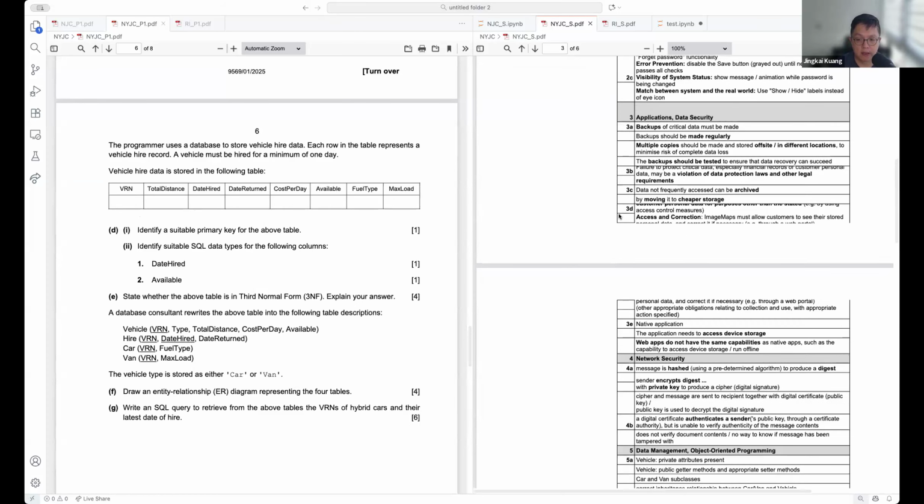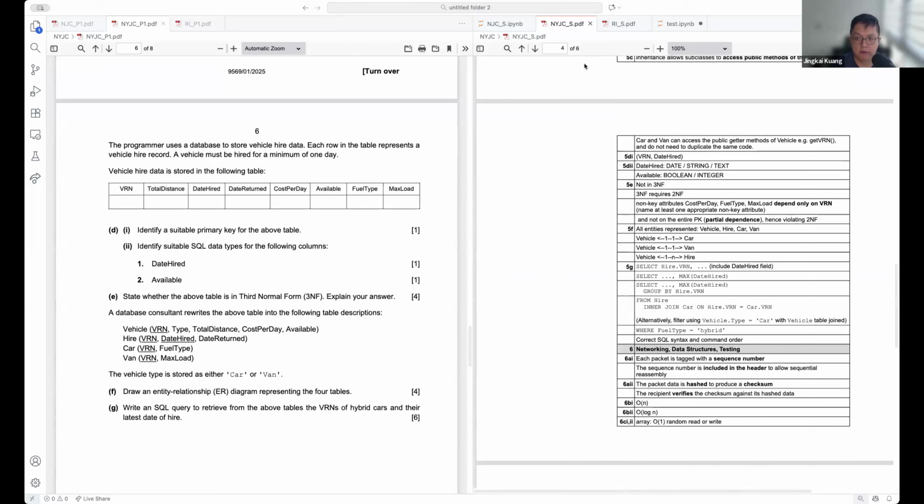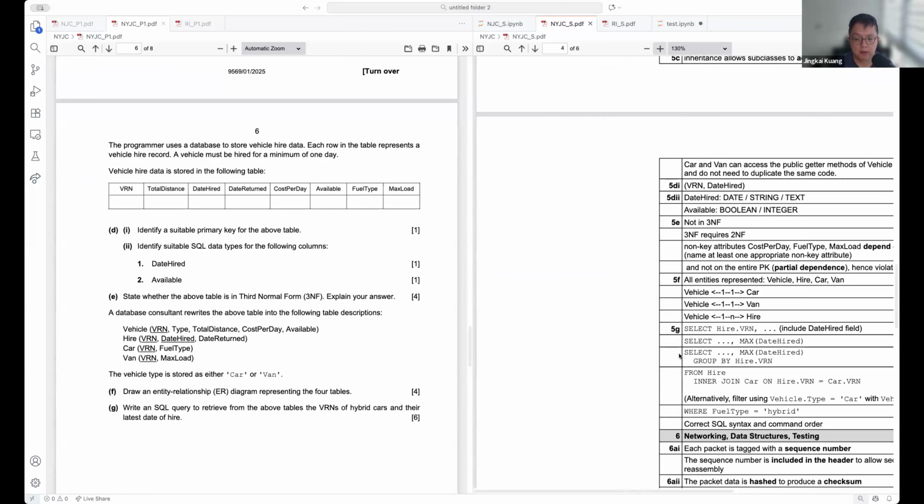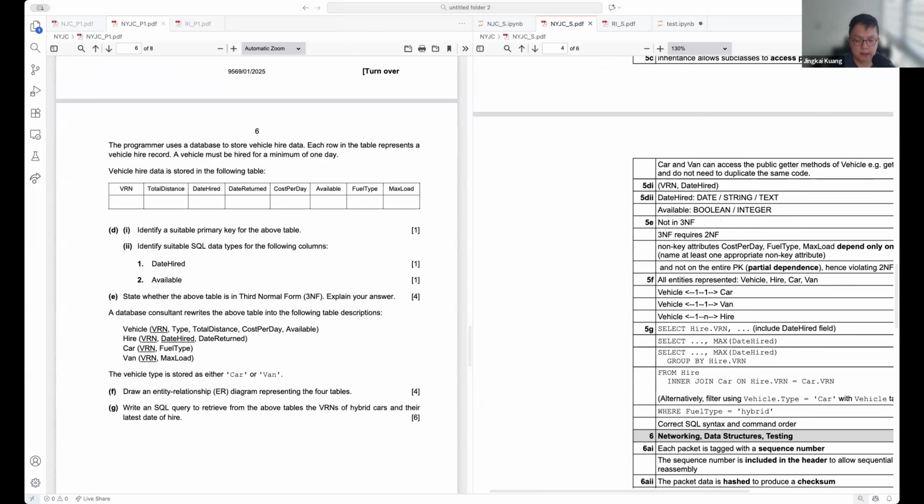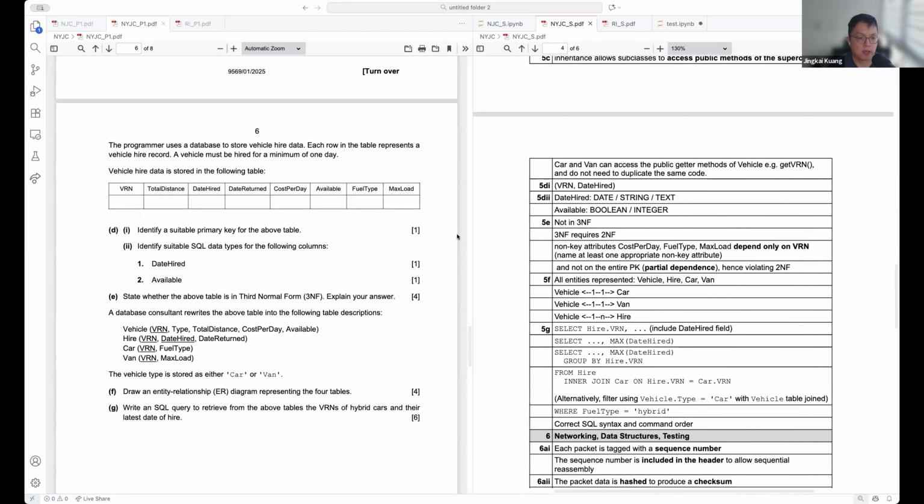Hold on, I find the question now. NYJC over here. The answer keys are all a bit messy, I think, but we try to make sense of it. Then identify suitable SQL data types for the following columns. Date hired. You don't have to use a date object. You can just use a text. Because anyway, this is SQL data types.